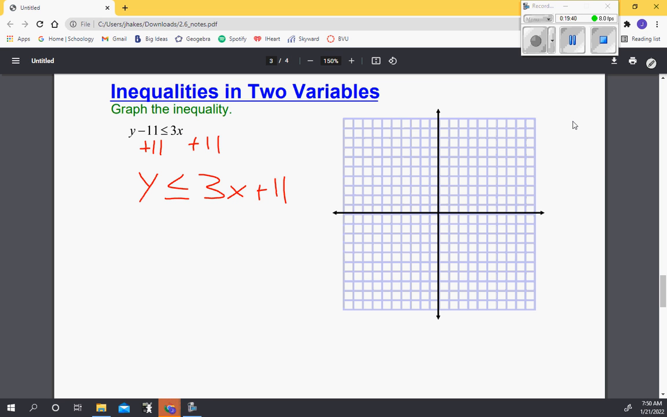And now I'm going to look at what's my b, and that's 11. So we're going to put a point right at 11. 1, 2, 3, 4, 5, 6, 7, 8, 9, 10, 11. It's like right here.